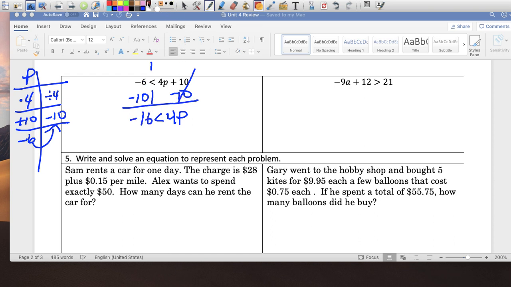Step 2, divide by 4. 4 divided by 4 is 1. 1 times p is just p. And negative 16 divided by 4 is negative 4. So negative 4 is less than all these values.